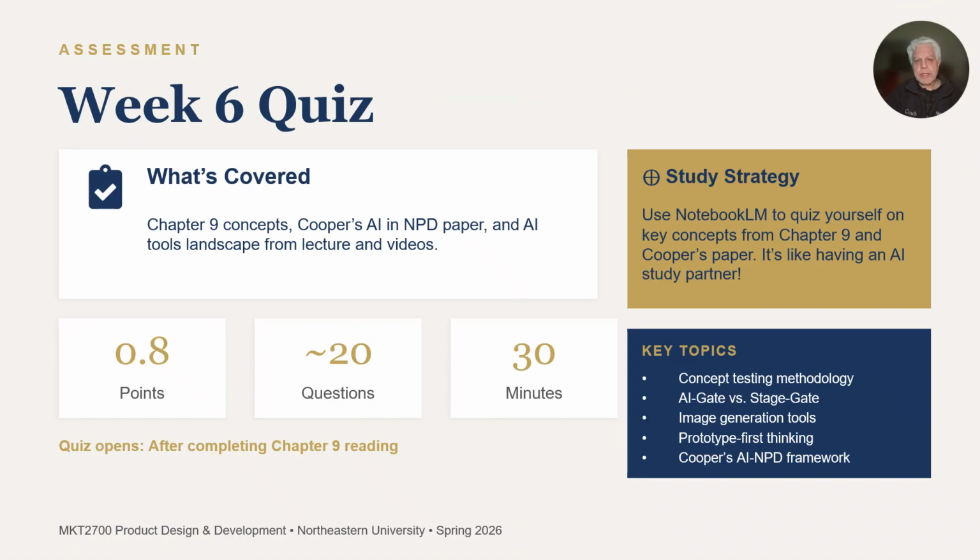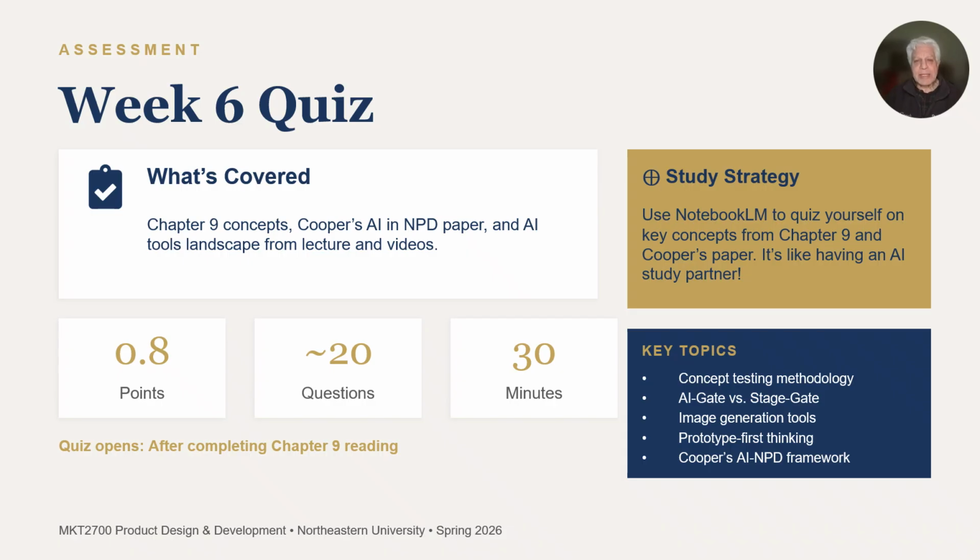So this week's quiz covers Chapter 9 on concept testing, as well as Cooper's AI and New Product Development paper, and the AI tool landscape from this lecture and the videos. It's worth 0.8 points. It's about 20 questions, and you'll have 30 minutes. And that's plenty of time if you've done the reading. Now, here's my study strategy. Use Notebook LM. Seriously, load Chapter 9 and Cooper's paper into a notebook. Ask it to quiz you. It's the best study partner you'll ever have, and it's free.